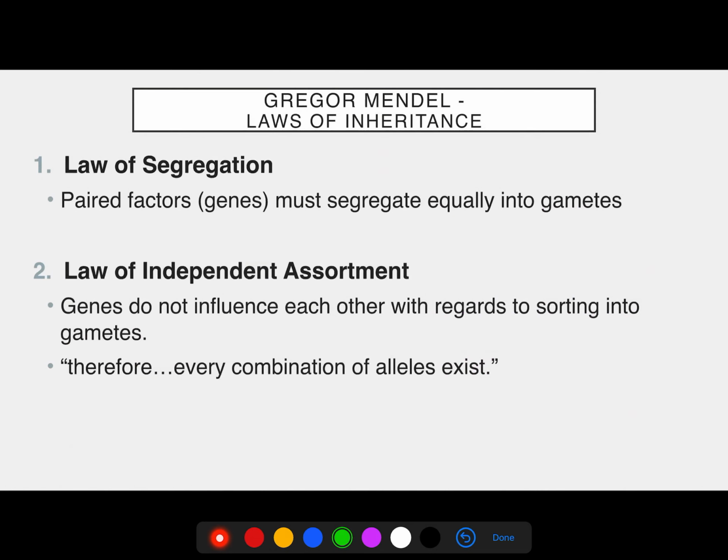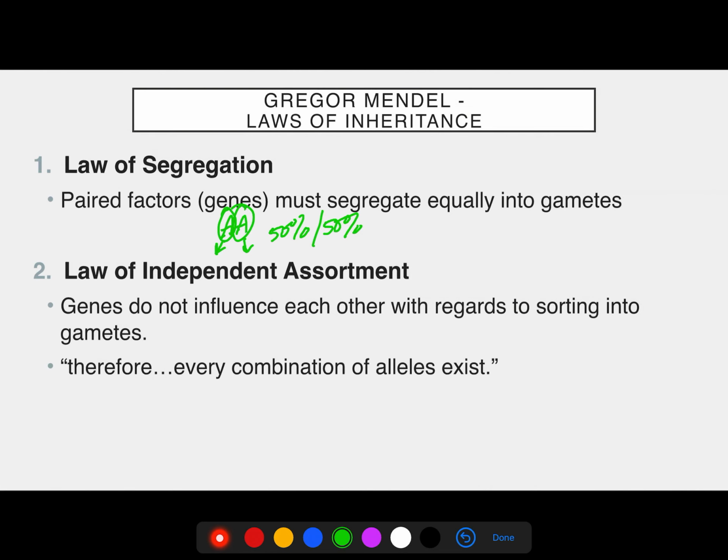There's 2 laws that Gregor Mendel really was able to tease out for us, although he probably didn't use these terms as laws of something. We just used his data in order to present this in a more cohesive way. The first is the law of segregation, where what we call paired factors, these are genes, so like if I had capital A and capital A, these are paired factors or paired genes, must segregate equally into a gamete. This means you have a 50-50 chance, 50% chance of getting either this A or this A, meaning whatever gene that's referring to.